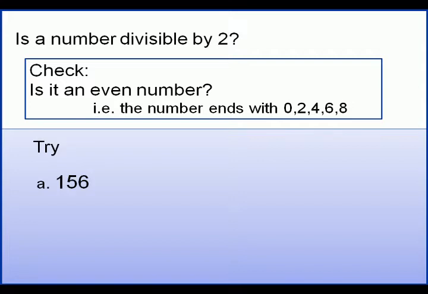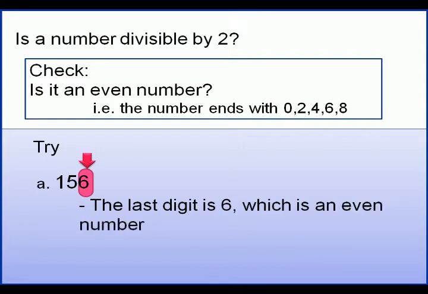Let's take an example, 156. Look at the last digit. The last digit is 6. So if the last digit is either 0, 2, 4, 6, 8, then the number is an even number, and so 156 is divisible by 2.